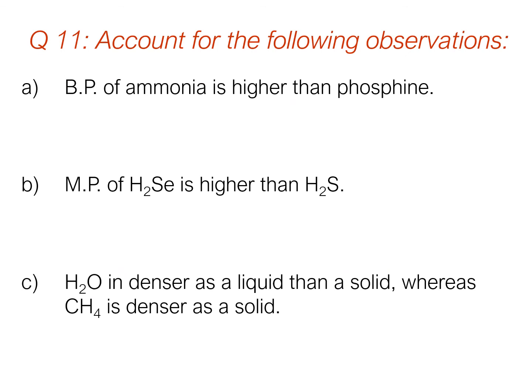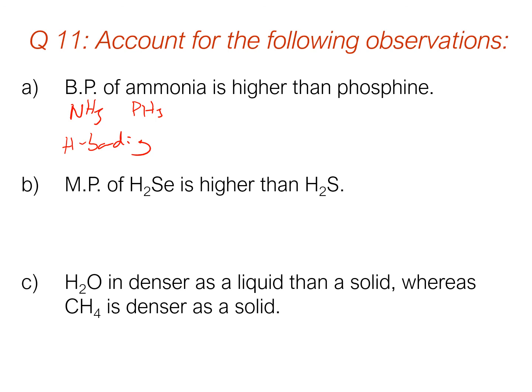Finally, we're looking at some observations of trends of hydrides throughout the periodic table. The first one is that the boiling point of ammonia, NH3, is higher than that of phosphine, PH3, which is below it in the periodic table. Now, the reason for this is that ammonia has hydrogen bonding, which we've described in the last question and in lectures, is a very strong interaction, and hydrogen bonding isn't so prevalent and doesn't really have an effect in phosphine. Therefore, the boiling point of ammonia is higher because these extra hydrogen bonding interactions require more energy to break.